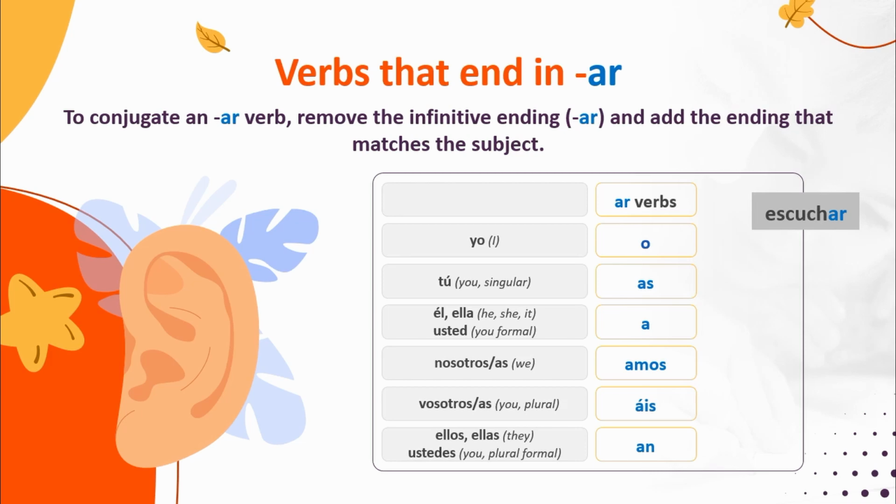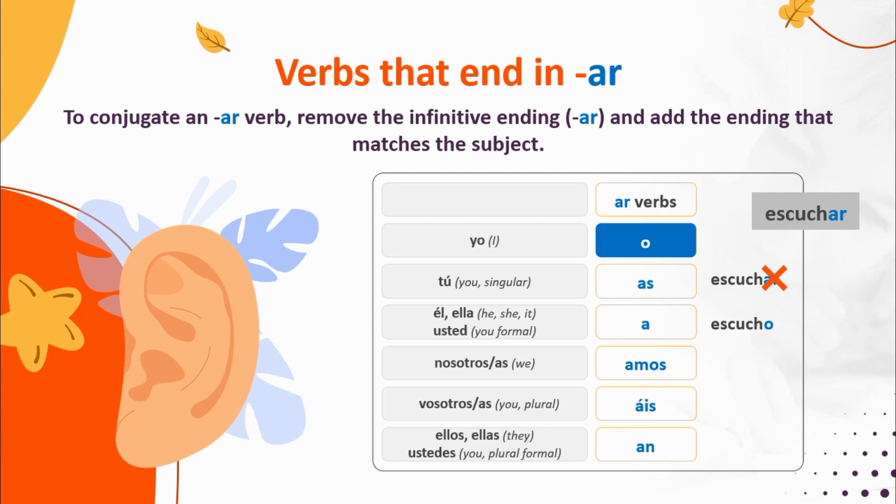Just do the following. Step 1. Remove the AR. Step 2. Check the correct column. We're only looking at AR verbs, so that's the column I'm obviously going to look at. Step 3. Check the line in the table. In other words, the subject or the person of the verb. Because I want to say I listen, I'm going to check the first line. Step 4. Simply add the ending, in this case an O. You now have escucho, which means I listen.